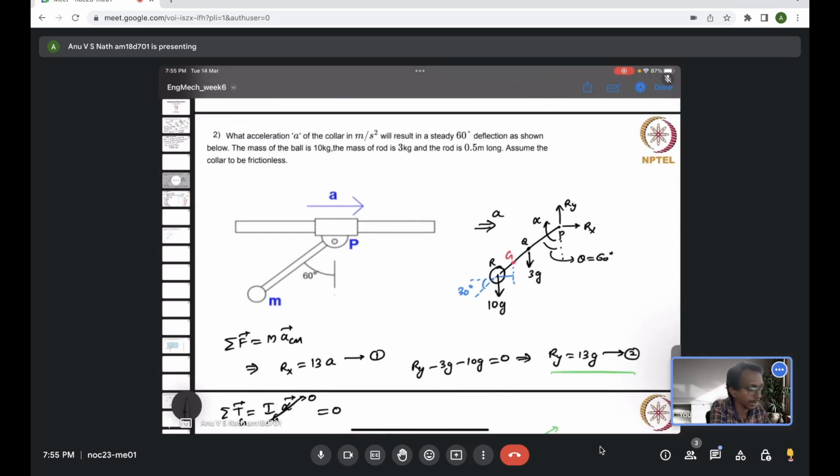to keep this entire system at a 60-degree angle. So that's how we do it. Is this clear? Any question?